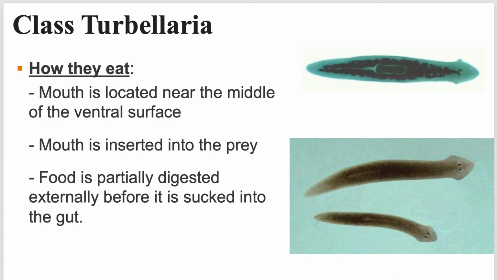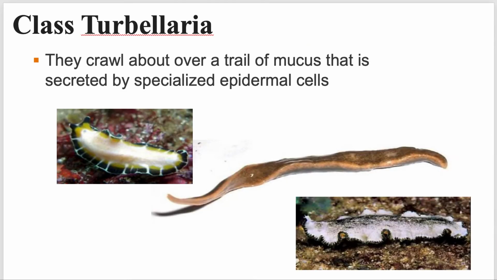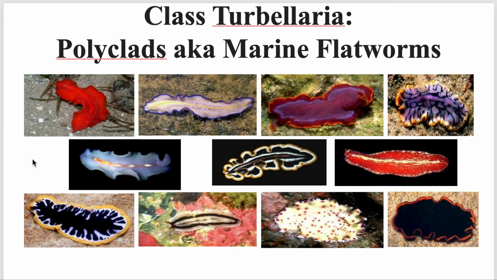Their mouth is located in the middle of the ventral side, which we already talked about, and it's inserted into prey. The food will be partially digested externally before it's sucked back into the gut. They crawl over a trail of mucus secreted by specialized epidermal cells, so they leave almost like a slug trail. Then we have what are called polyclads within this group, the marine flatworms, and they're very diverse in what they look like and their colors. They're actually kind of pretty, I think.